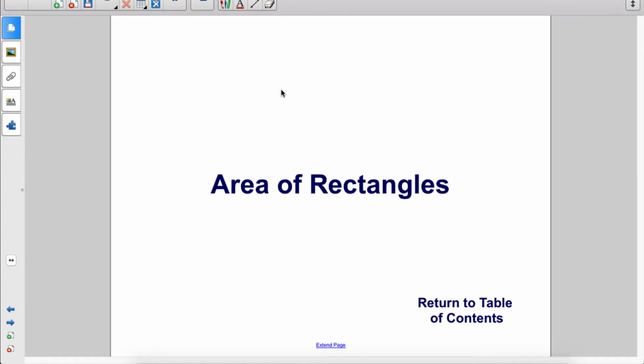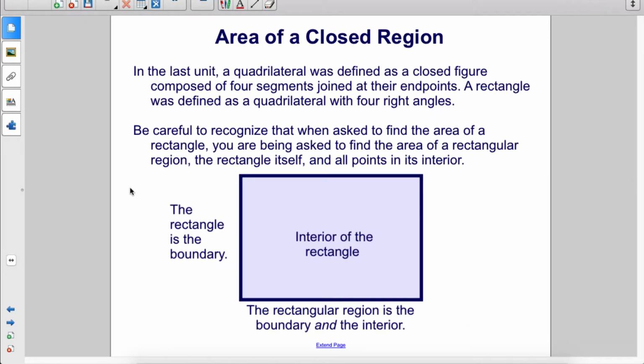Area of rectangles. Area of a closed region. In the last unit, a quadrilateral was defined as a closed figure composed of 4 segments joined at their endpoints. A rectangle was defined as a quadrilateral with 4 right angles. Be careful to recognize that when asked to find the area of a rectangle, you are being asked to find the area of a rectangular region, the rectangle itself, and all points in its interior.